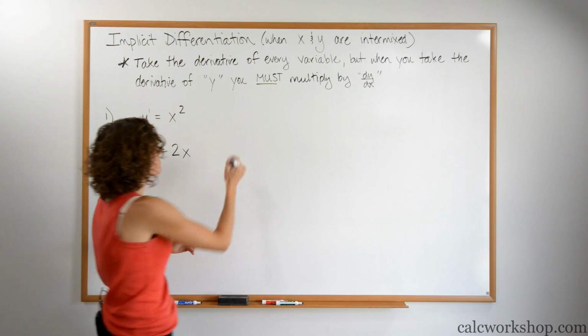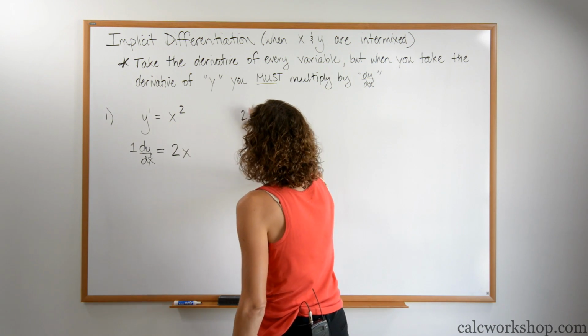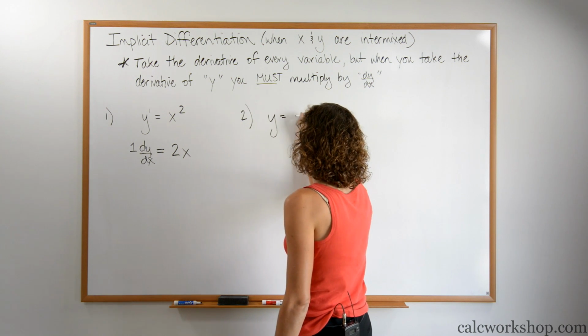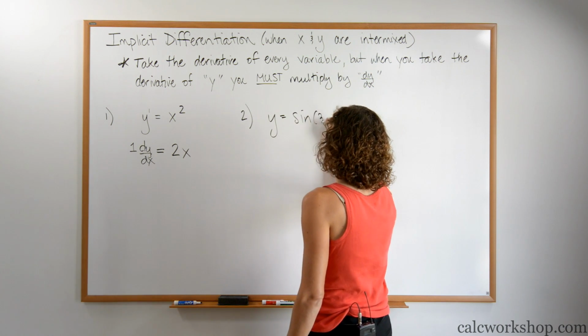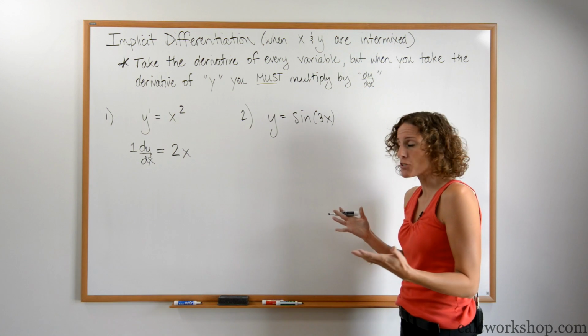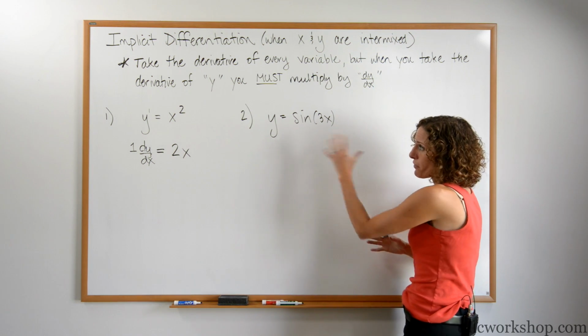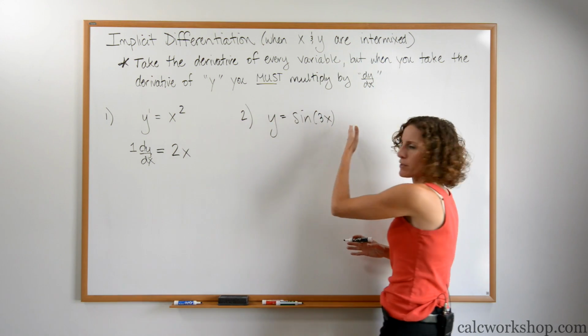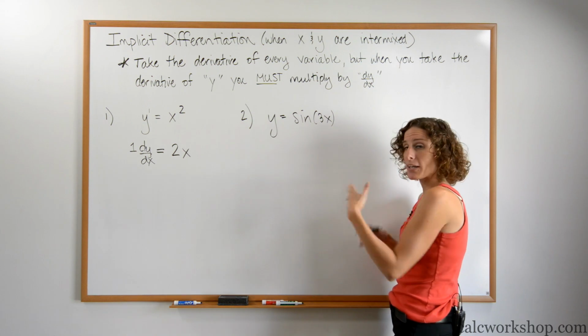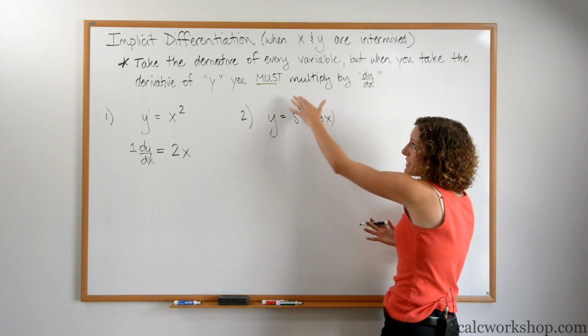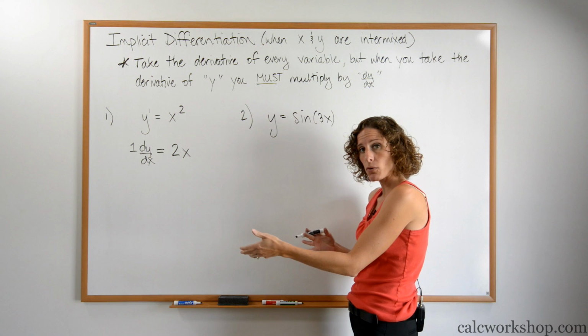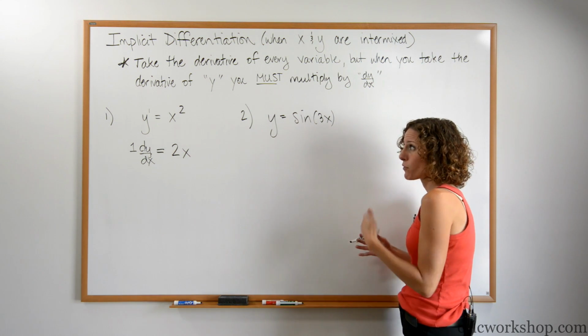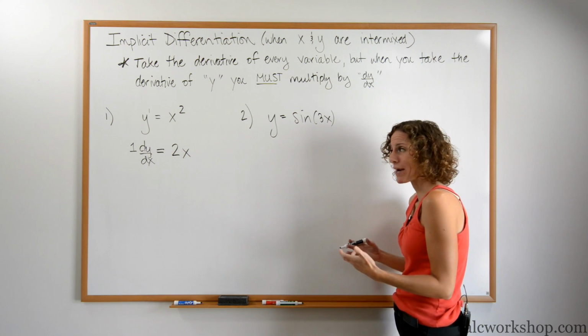So let's look again at another one. What happens if I had y equals the sine of 3x? Once again, we know how to do this, and what's nice about this function, y is separate from x right now. But we're going to, again, play along with the idea that we're going to take the derivative of every single variable, but whenever we take the derivative of y, we're going to multiply by dy dx.